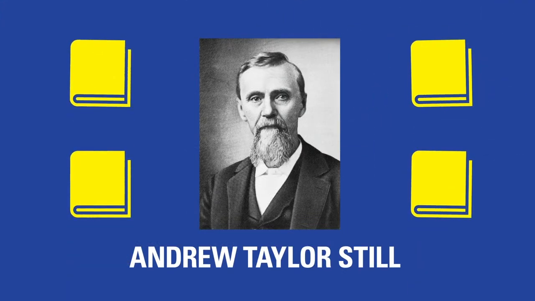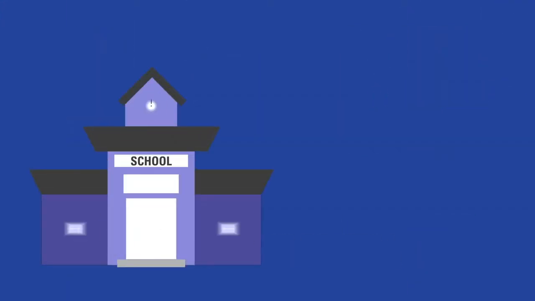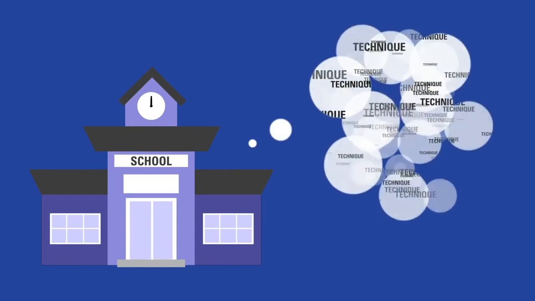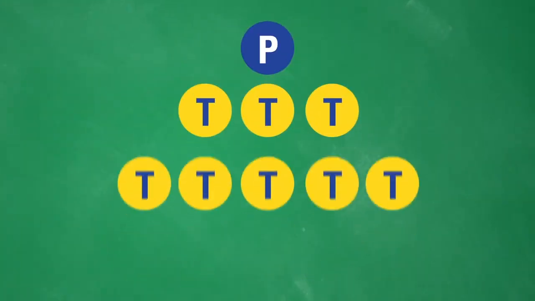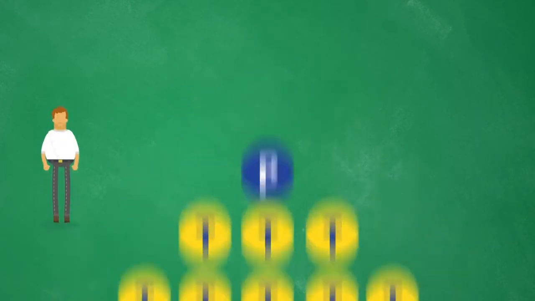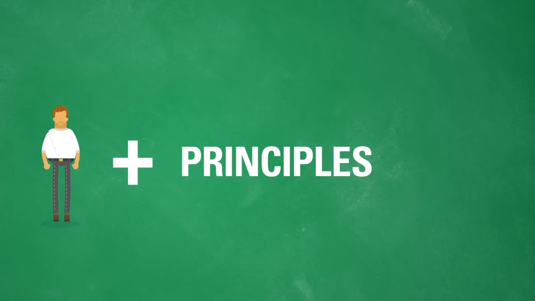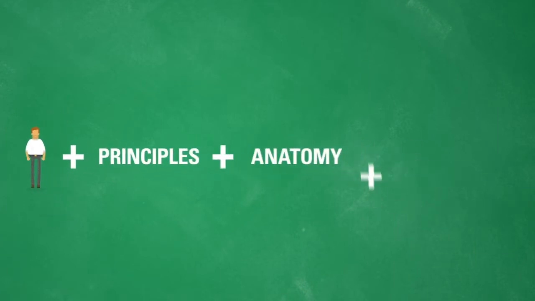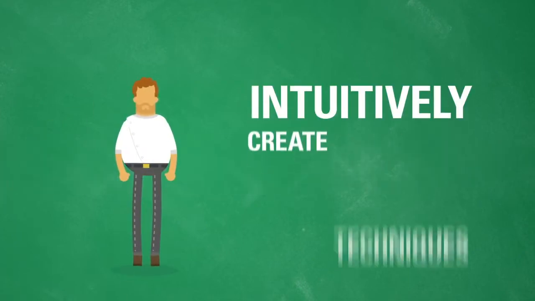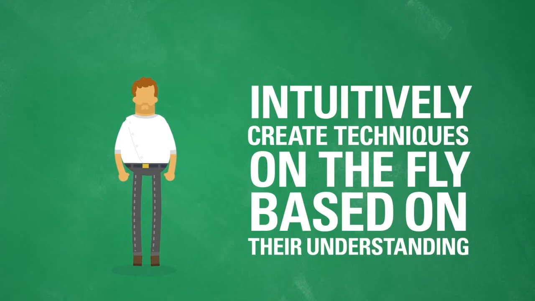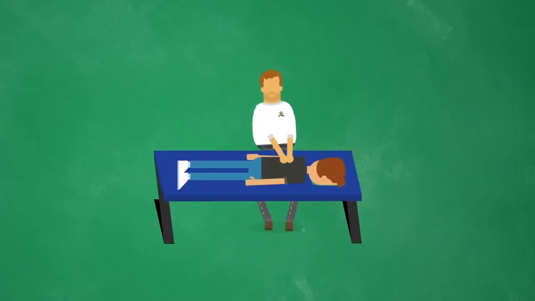We follow the writings of the founder, Andrew Taylor Still, and the writings of his early graduates. While some schools base their entire curriculum on memorizing techniques for each part of the body, the CAO goes much deeper and teaches the osteopathic principles that govern technique and treatment. This is important because if a practitioner understands the principles of osteopathy and has a full understanding of the anatomy and physiology, they don't need to memorize techniques at all, because they can intuitively create techniques on the fly based on their understanding. This makes for far better patient outcomes because the technique and treatment is customized for the patient in the moment.